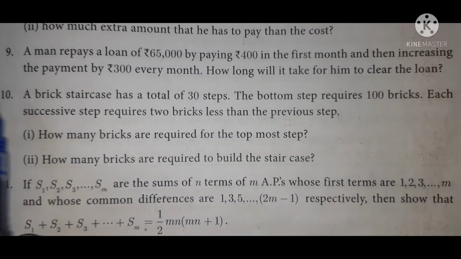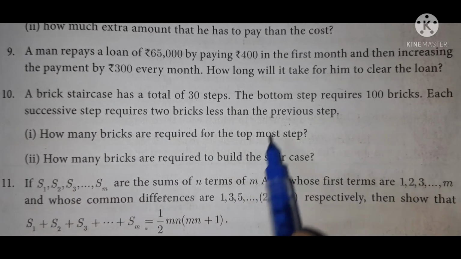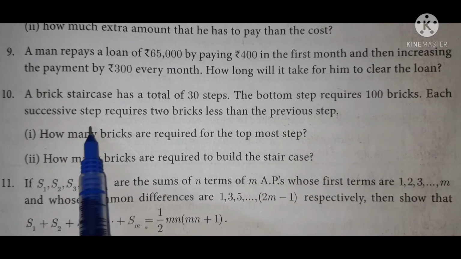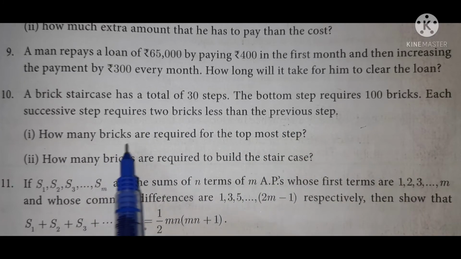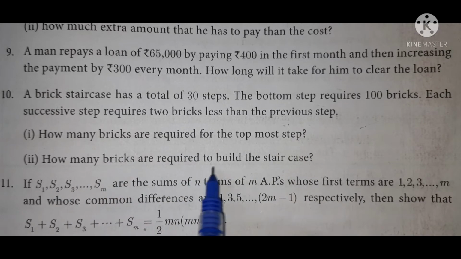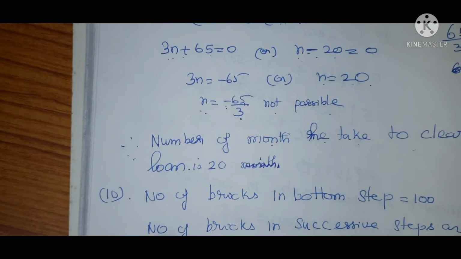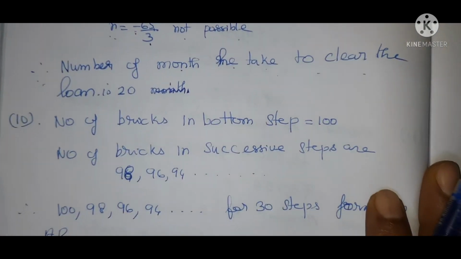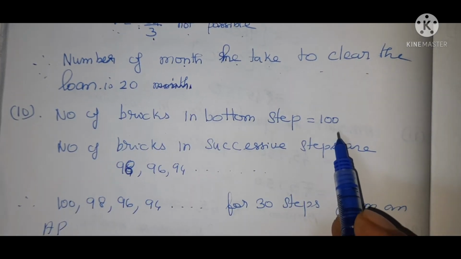Exercise 2.6, sum 10. A brick staircase has a total of 30 steps. The bottom step requires 100 bricks. Each successive step requires 2 bricks less than the previous step. How many bricks are required for the topmost step? How many bricks are required to build the staircase?